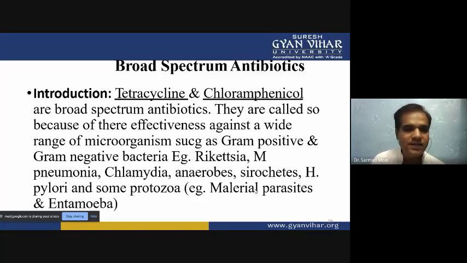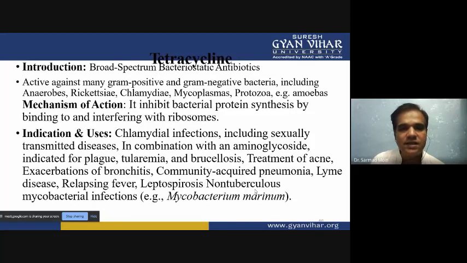Rickettsia, pneumonia, chlamydia, anaerobes, spirochetes, H. pylori, and some protozoa, like malarial parasite and amoeba, are all sensitive to tetracycline and chloramphenicol. So first we will start with tetracycline.